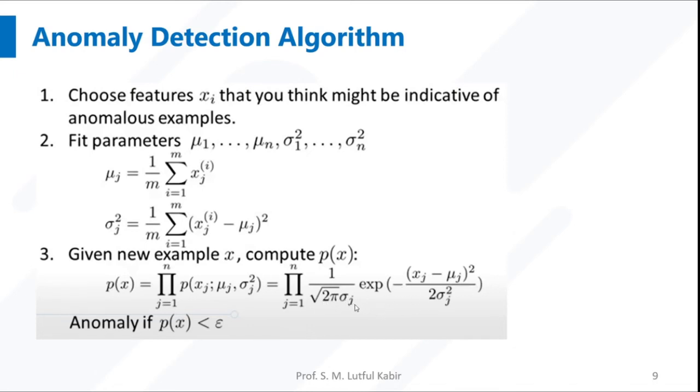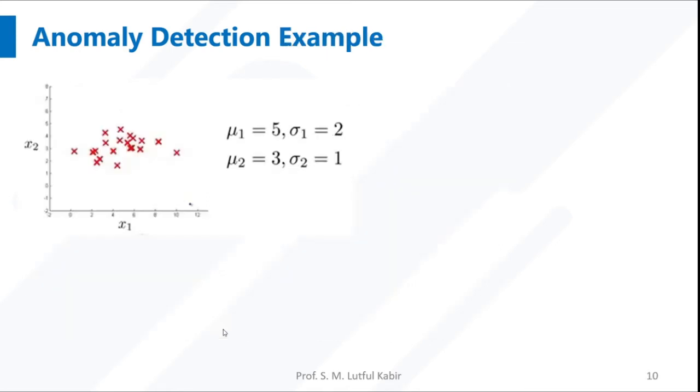So if we put the subscript j in every term, then you have the different terms and then multiply them together. And finally, you decide whether it is an anomaly case or not if the probability is less than a certain set value, which is epsilon. So let us take an example to detect anomalies for a multivariable problem.